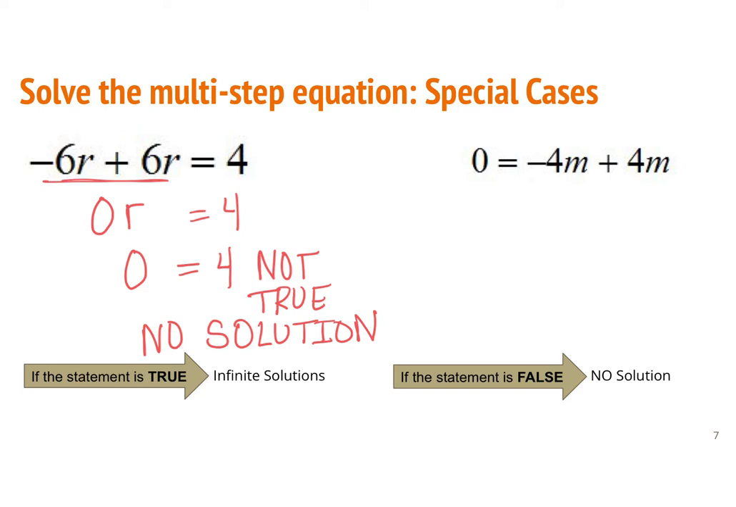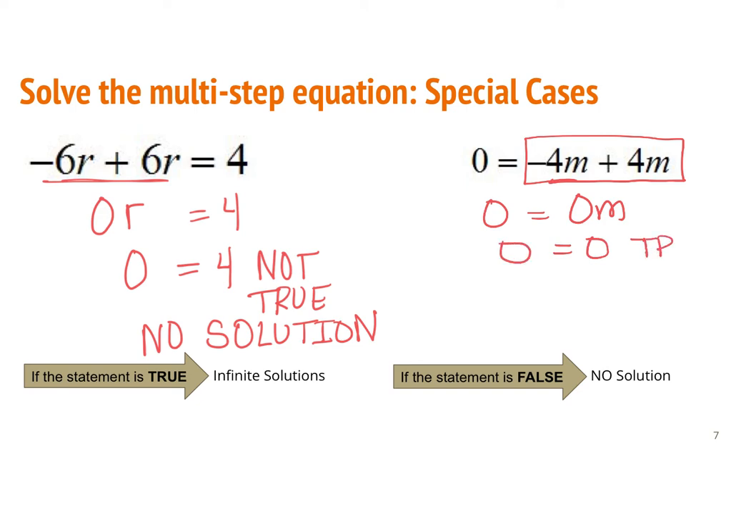On the right side, we are going to again simplify. So negative 4m plus 4m gives me 0m. 0 multiplied by anything is 0. In this case, 0 equals 0 is a true statement. Because it is true, that means any number will make this equation true, so there are infinite solutions.